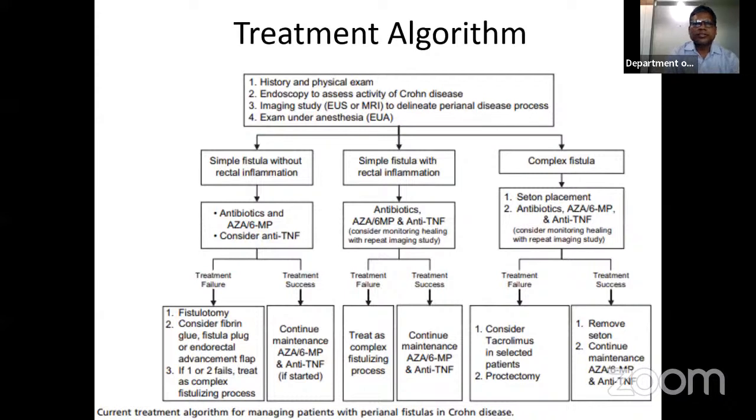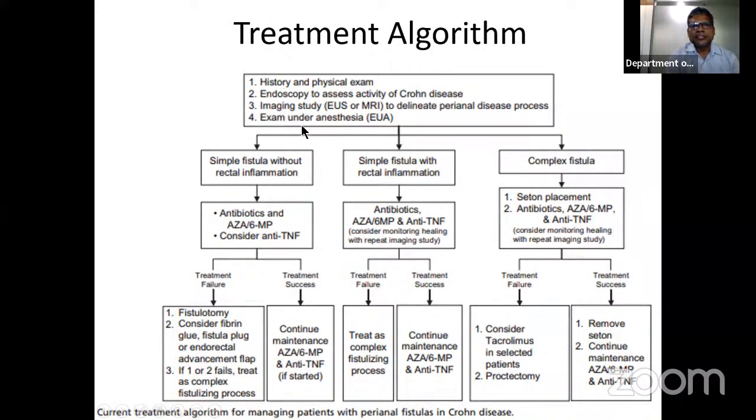Now, this is the final treatment modality: the treatment algorithm. To summarize, if a patient presents with Crohn's disease with an anorectal fistulizing presentation, the first and foremost step is a proper history and physical examination. Then do an endoscopy to assess the activity of the Crohn's disease. Simultaneously, do an imaging study, either US or MRI, to delineate the perianal disease process, and do the exam under anesthesia.